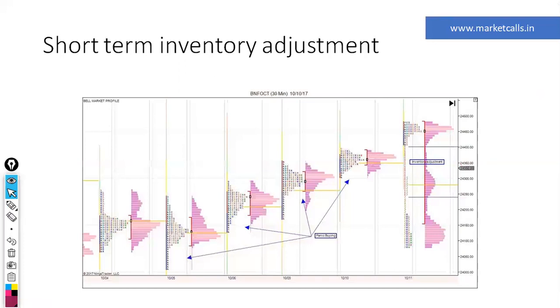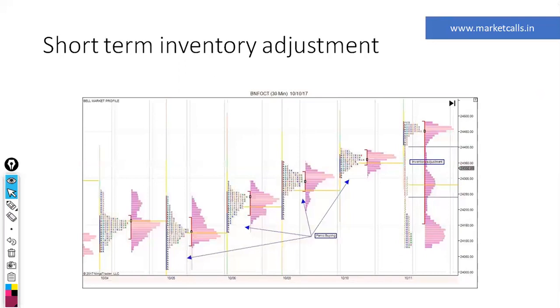Instead it started balancing every day. That means more and more short-term players are finding liquidity over there. The participation interest is mostly from the short-term players. So when do I consider the open drive then? When should I go with that?